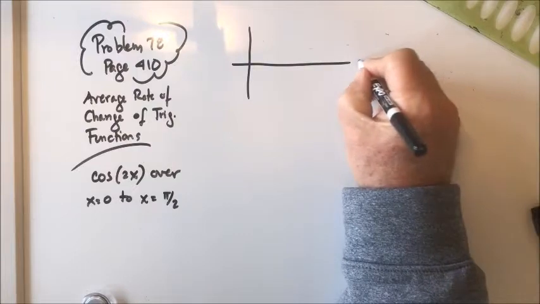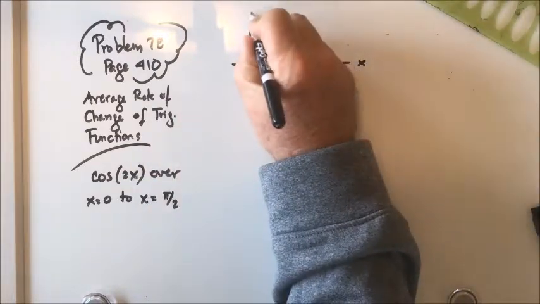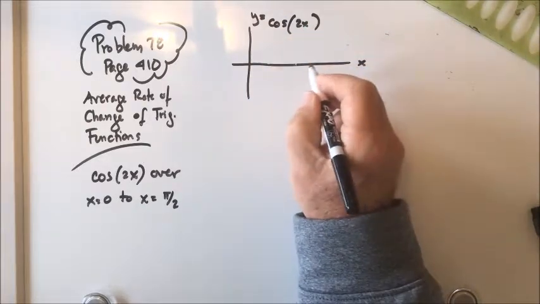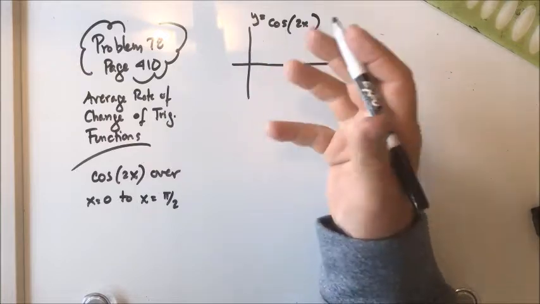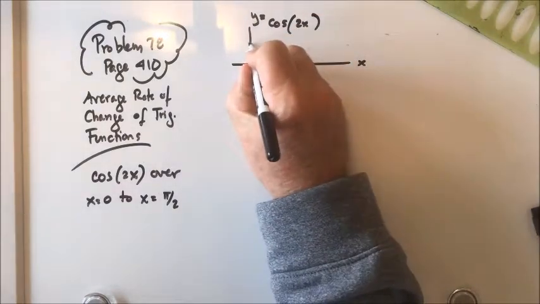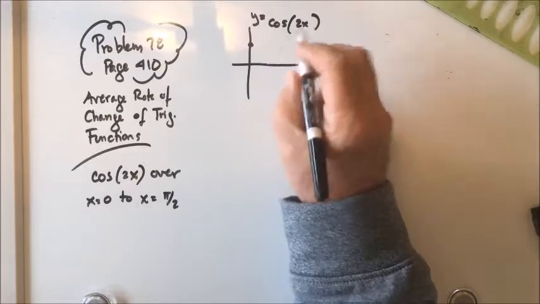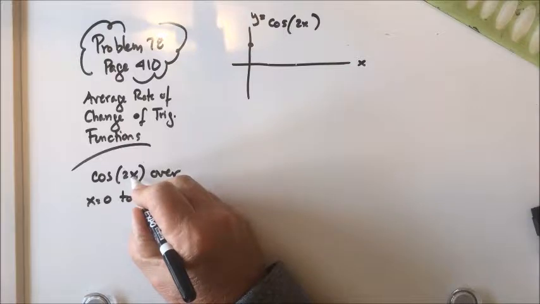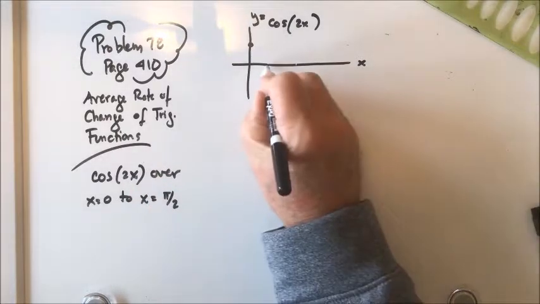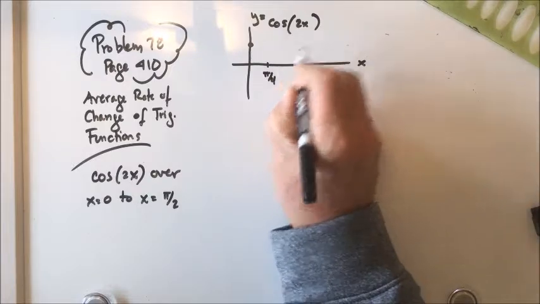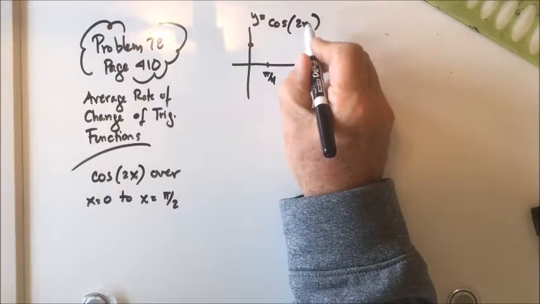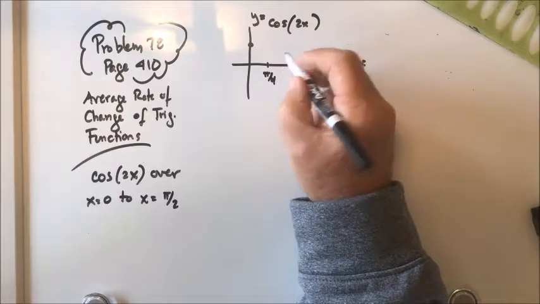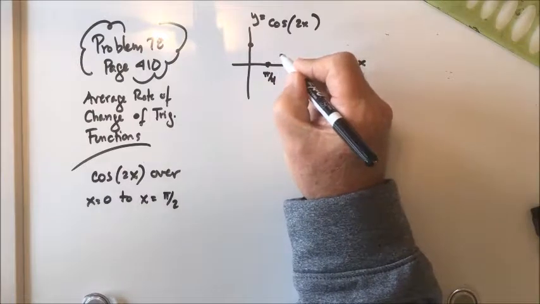Let me just quickly sketch what the cosine of 2x must look like here. Remember, the sine at 0 starts at 0, the cosine starts up at 1. And then if I put in pi over 4, then 2 times pi over 4 is pi over 2. And then you have to ask yourself, what's the cosine doing at pi over 2? The answer is, it's going to 0.